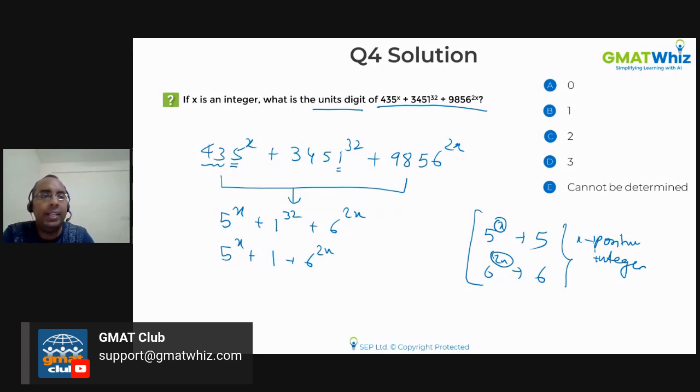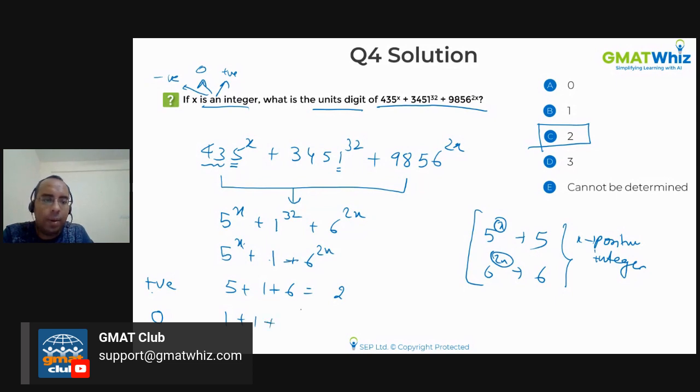Now, when I know it's an integer and all possibilities exist, 0, positive, negative, well, for positive, it's very easy. If it's a positive integer, you know this will be 5, this will be 1, this will be 6. So the unit digit here would be 5 plus 1 plus 6, which is 12. You'll say, hey, 2 is the unit digit, which most of you said because you thought about only positive integers. Now let me take 0. Now 5 to the power 0 is 1. This is 1. And 6 to the power 0 is also 1. So this turns out to be 3, right?